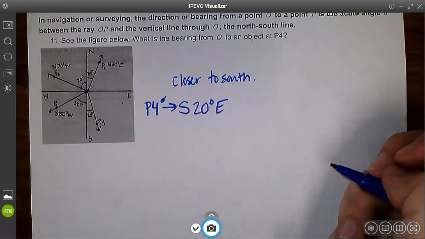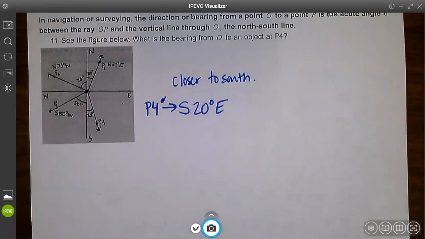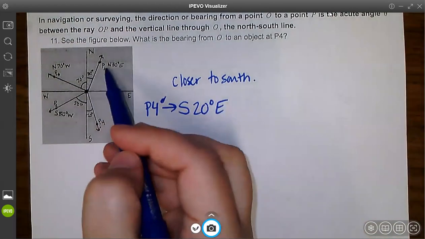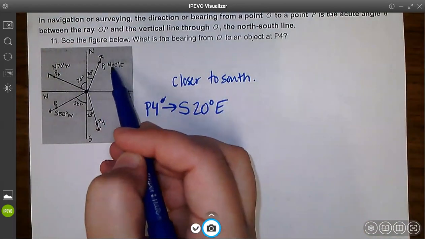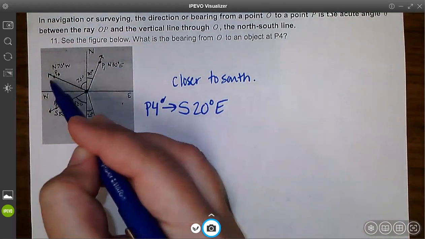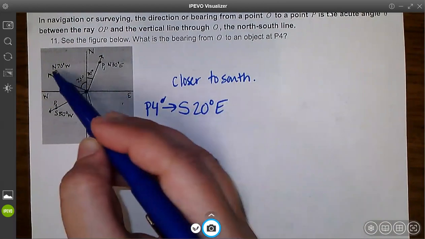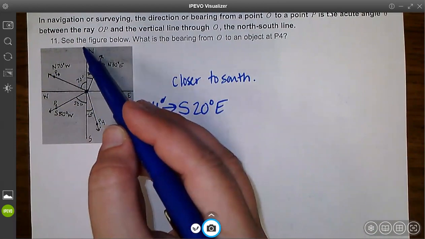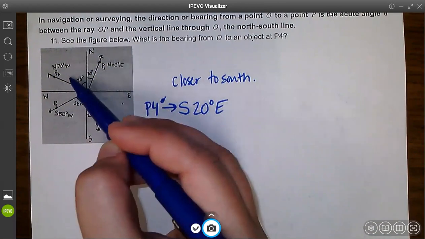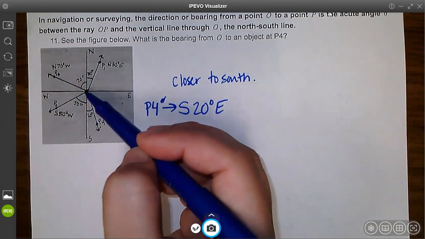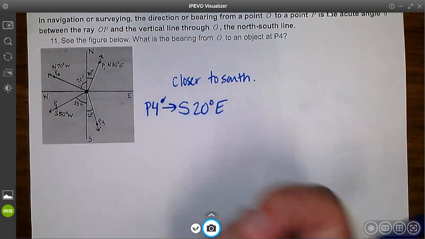If we were to write another one of those, so let's say we did, we have P1 here is north 30 degrees east, P3 here is north 70 degrees west, because we're mainly north, we're more north than south, but we're also 70 degrees to the west. And then here we have south 50 degrees west.